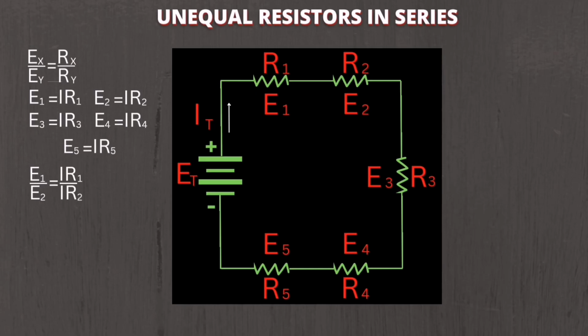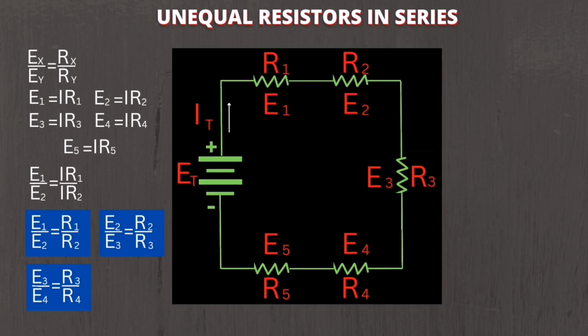Cancelling I, then we will have V1 divided by V2 is equal to R1 divided by R2. So it follows that V2 divided by V3 is equal to R2 divided by R3. Also, V3 divided by V4 is equal to R3 divided by R4. And also, V4 divided by V5 is equal to R4 divided by R5.